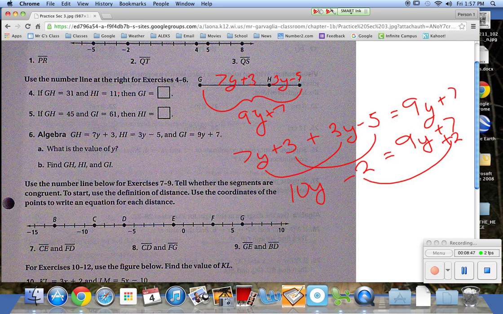What can we do, Haley, with this 9y? Bring it over? Yeah. And what does it become over here? Minus 9y, right? So this equals y. This equals 9, right?